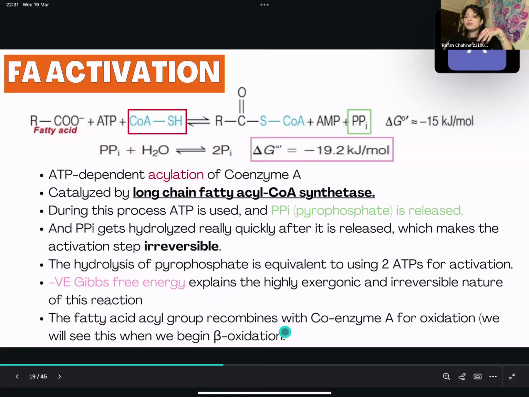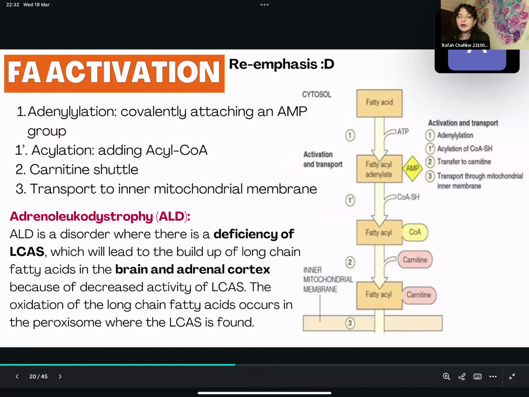Now, one thing that I want you to keep a note of for upcoming slides is this last bullet point, which is the fatty acid acyl group recombines with coenzyme A for oxidation, and we're going to see that happen. It's not important right now, but it's going to be important later. But is fatty acid activation clear? Yes. Okay, so we're moving on.